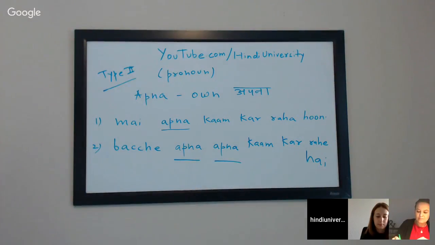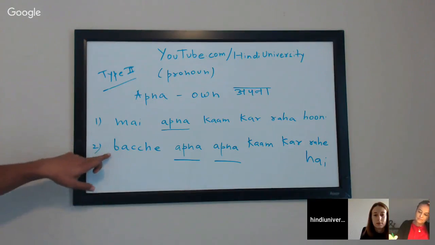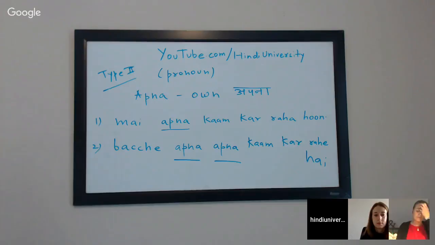So let's not jump to the solution yet. I want you to read both of the sentences again and again, and then I'm going to take a round and ask each of you. Main apna kaam kar raha hu. And the second is bache apna apna kaam kar rahe hain. Let's see if folks have any thoughts.